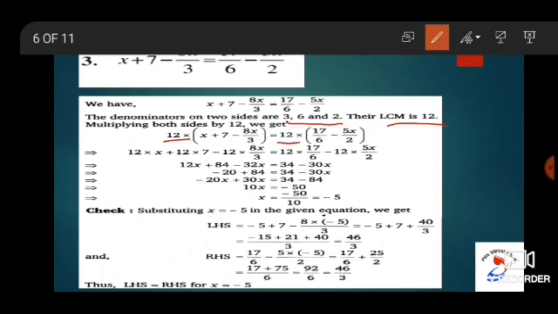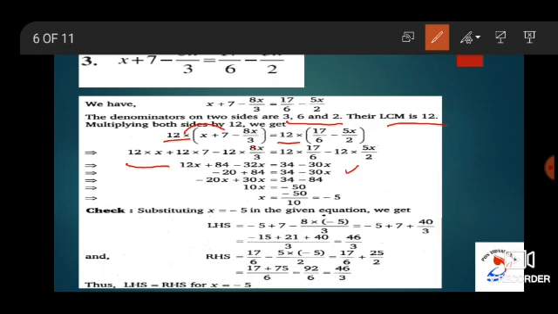That will give you 12 into (x + 7 - 8x/3) is equal to 12 into (17/6 - 5x/2). On solving this in the next step, you have to take 12 and multiply with each number that is given in the bracket. So 12 into x plus 12 into 7 minus 12 into 8x by 3, that is equal to, on the right hand side, 12 into 17 by 6 minus 12 into 5x by 2.